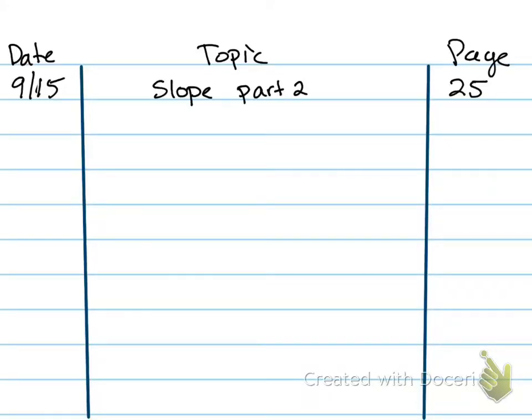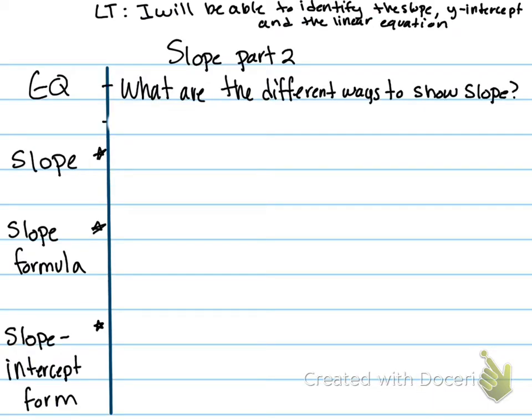Hey guys, today is the 15th. Our topic is still going to be slope, and my page number is 25. Our learning target will be: I will be able to identify the slope, y-intercept, and the linear equation. And our essential question is: what are the different ways to show slope?